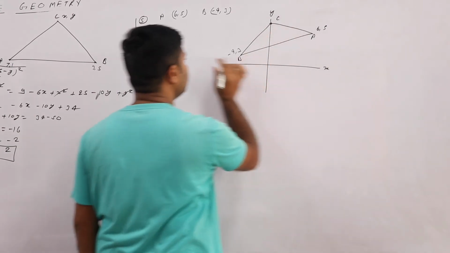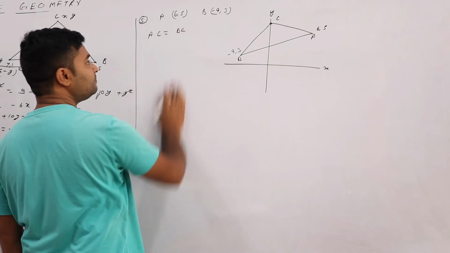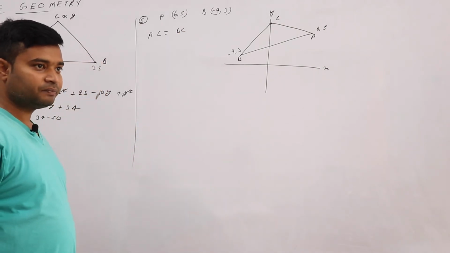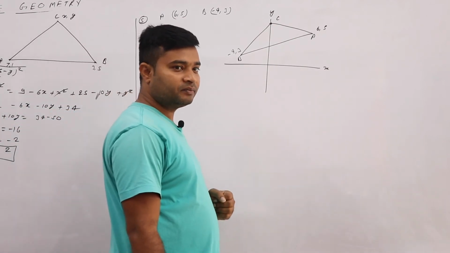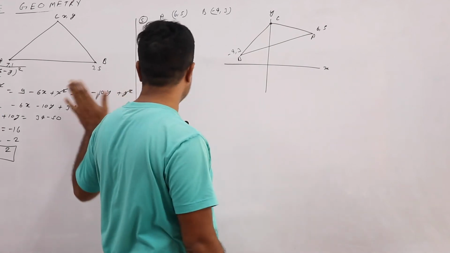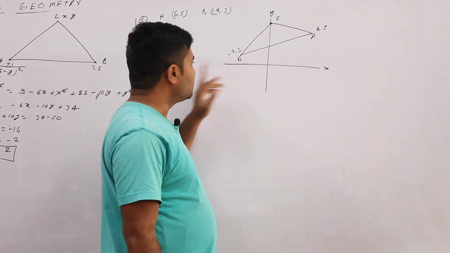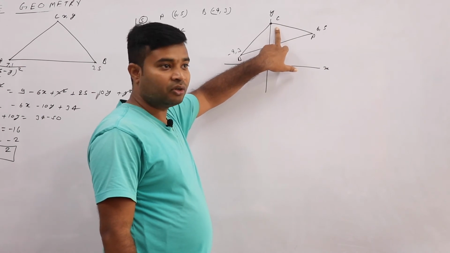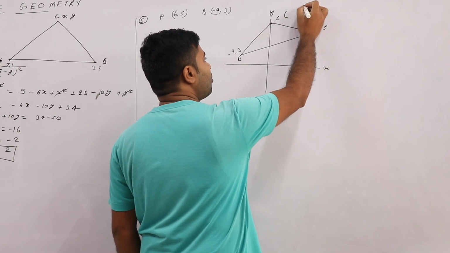Means here also AC will be equal to BC. True or not? Yes, sir. The question is saying equidistant. Acha. But here there is one thing. One thing is already given in the question. This is much more easier than this. Much more easier. How? It says the point is on the y-axis only. Now, if I say so, what is the coordinate of this?